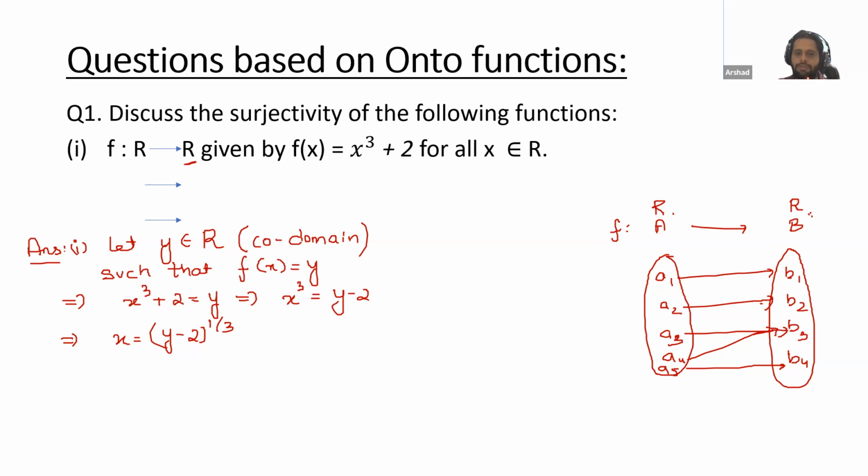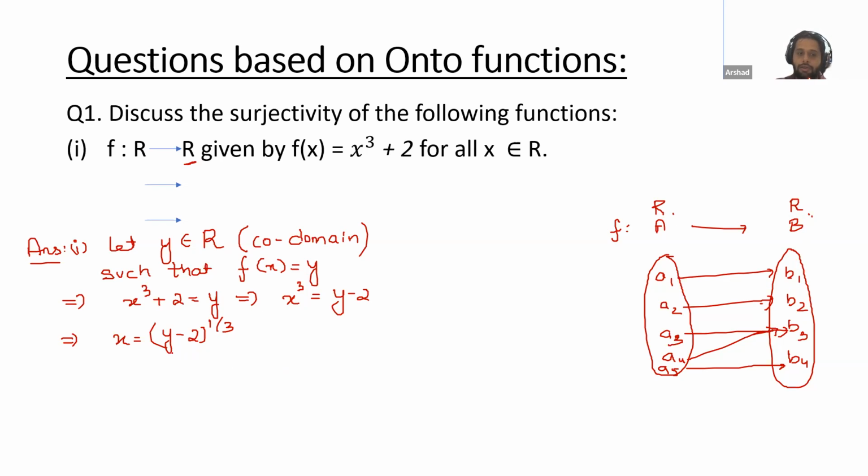Okay, so all of you please check here. We have this one, this is R, this is also R. We have selected the value of y from the codomain, from this set. Okay, value of y is selected from this set. Now please check here. We get this expression x is equal to (y minus 2) to the power 1 by 3.